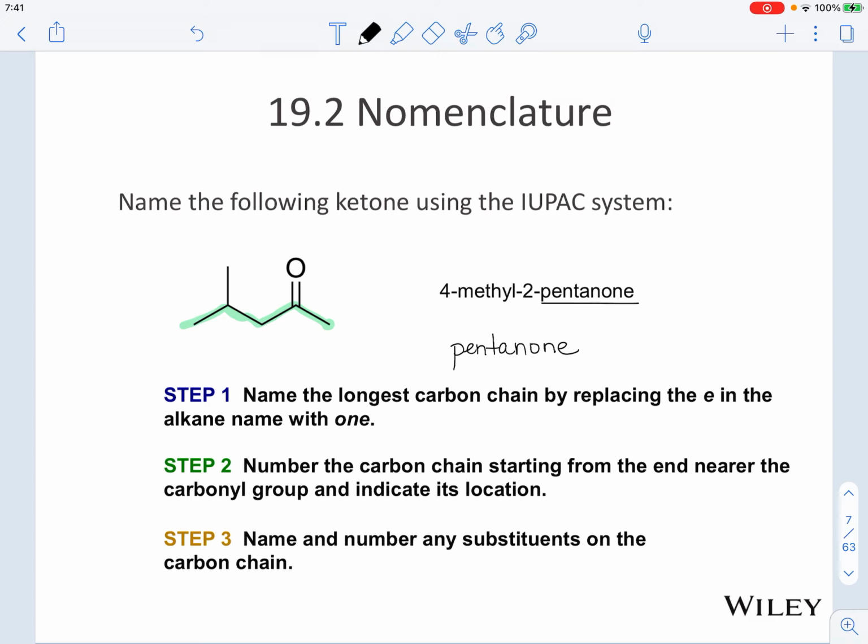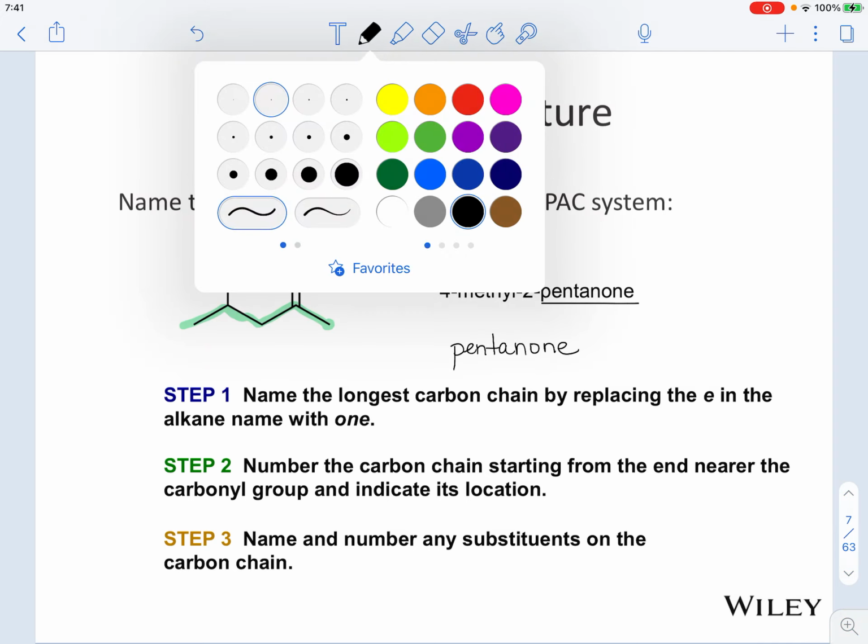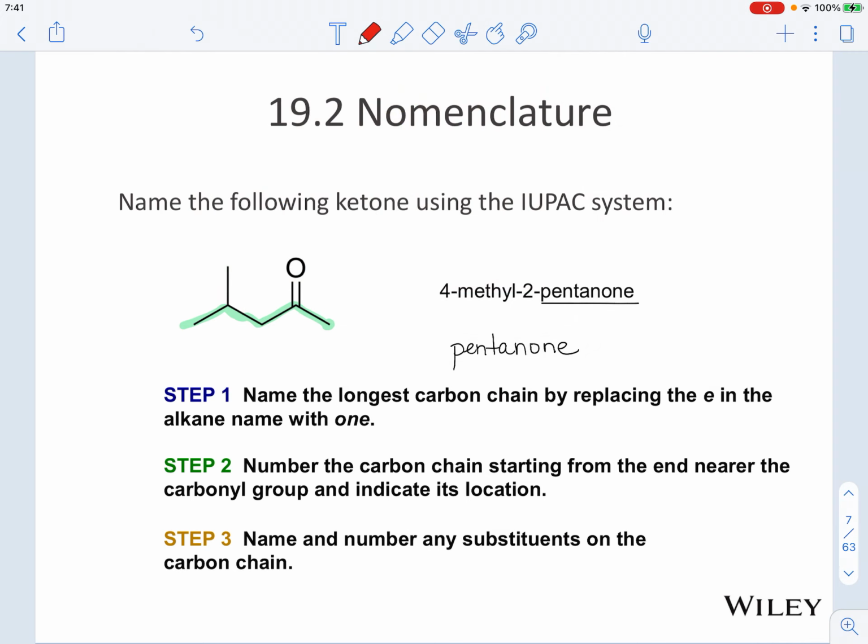And as I mentioned previously, when we are numbering our ketone, you're going to number the carbon chain starting from the end near the carbonyl group. And we have to indicate its location. So that means that we're going to number this molecule as 1, 2, 3, 4, 5. We have to give the location, so that's where the 2 comes from. We need to give the location of the carbonyl group for a ketone. Remember that for aldehydes we don't.